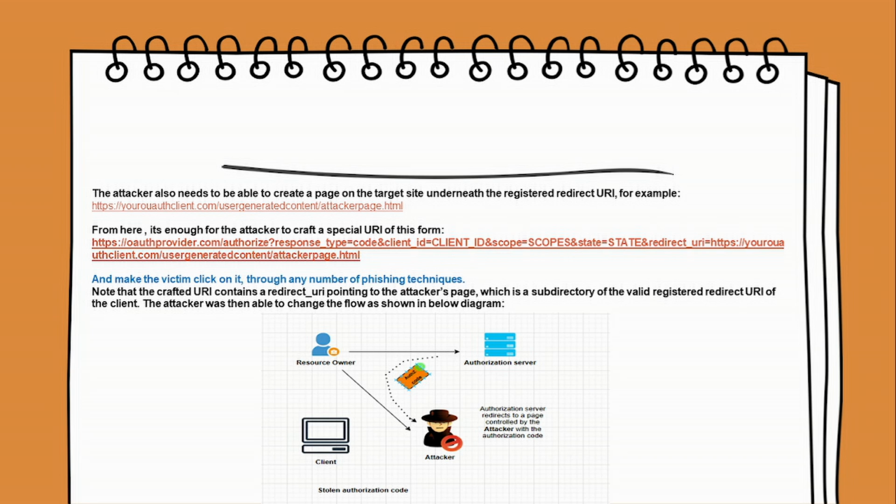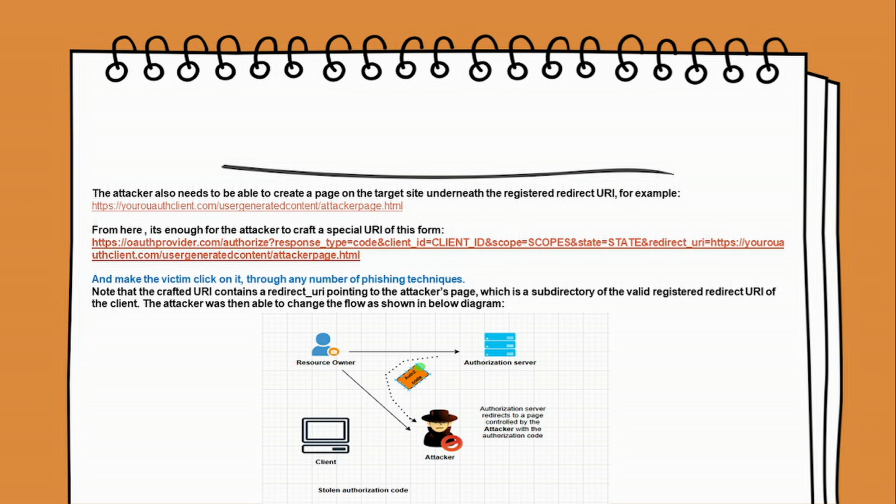So by using this, it will just make the victim click on it through any number of phishing techniques. So now the attacker will try to hit this link in some way, right? Any phishing techniques, you can say. Note that the crafted URI contains a redirect URI pointing to the attacker's page. Now the address is not the legitimate one, it's the attacker's page, right? Which is a subdirectory of the valid registered redirect URI of the client.